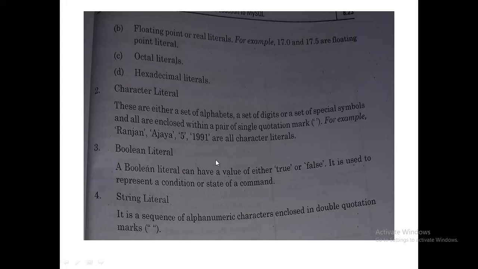Next one is Boolean literal. A Boolean literal can have a value of either true or false. It is used to represent a condition or state of a command. Another is string literal. It is a sequence of alphanumeric characters enclosed in double quotation marks. String literals are always written inside the double quotation marks. So these are all the literals.